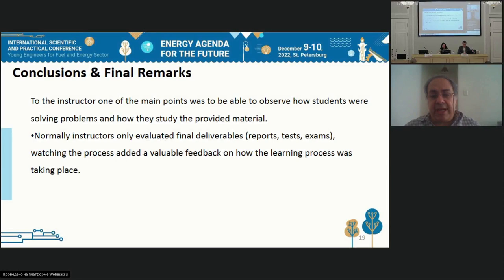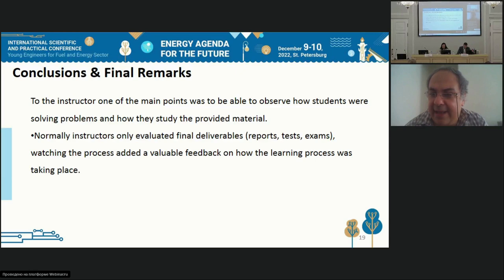For the other experience, carry on with the social network thing. The instructor had another opportunity to evaluate the students, not only during the exam. I had the opportunity to see what the students were discussing, what they are talking about regarding the subject, so I could identify misconceptions, I could identify errors, I could identify things that I could intervene directly.